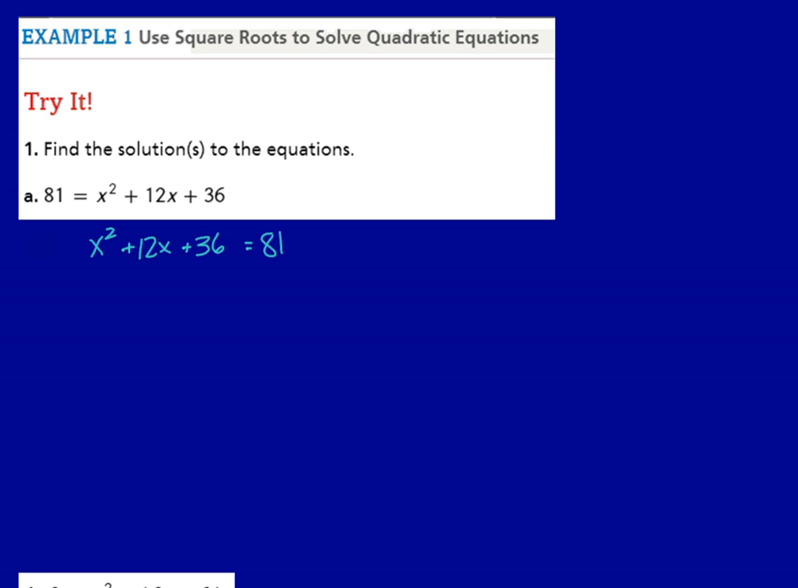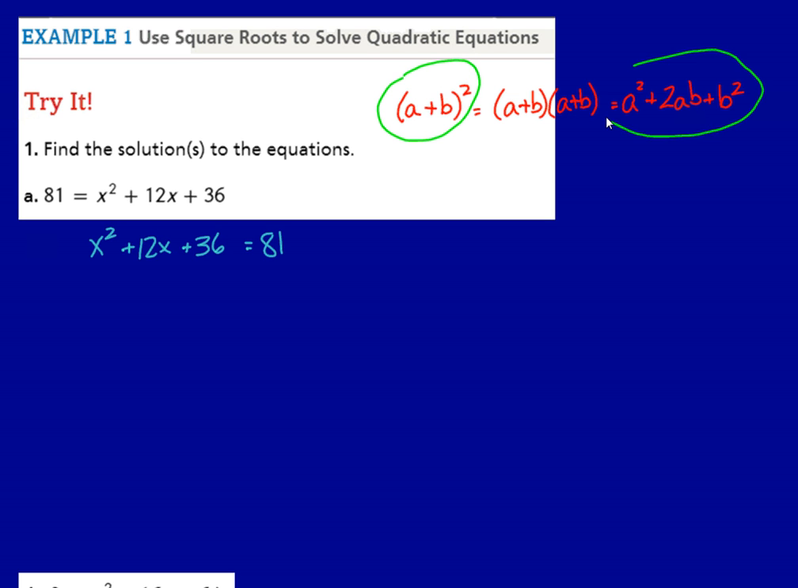Now, way back in Algebra 1, you learned something that looked like this. If you have a plus b squared, that is the same thing as a plus b times a plus b. And if you FOIL it out, you get a squared plus 2ab plus b squared. We are going to use this a lot today. You need to remember that a plus b squared is a squared plus 2ab plus b squared.